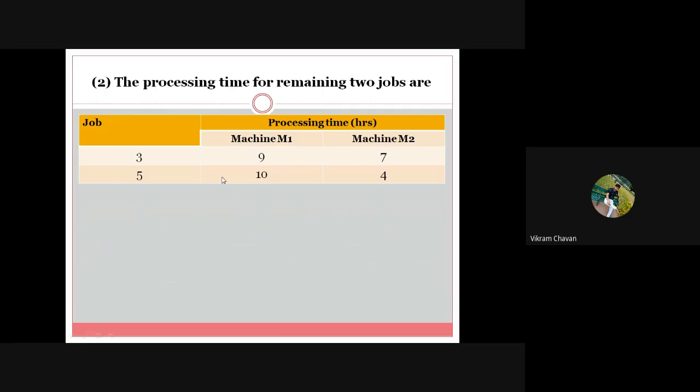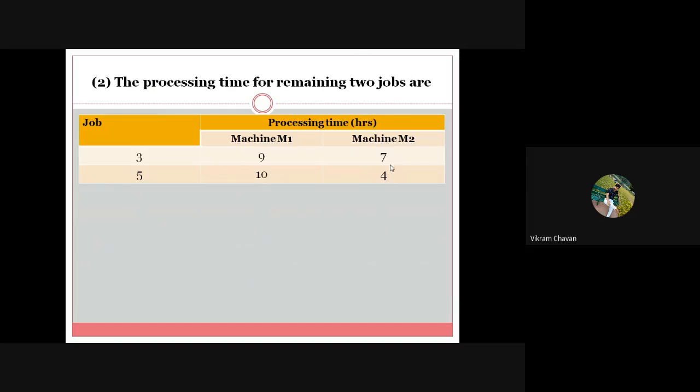Okay, so after comparing, we come to know that this processing time is the lowest time, and it is associated with machine number 2 and the 5th number job. So the lowest priority should be provided to the 5th number job, because it is related to machine number 2.